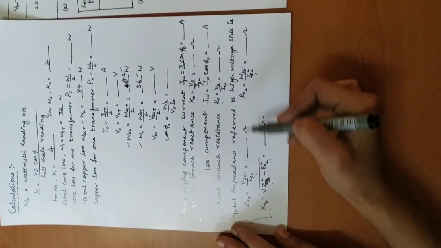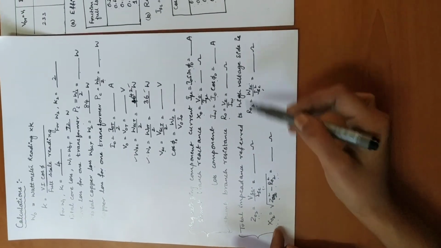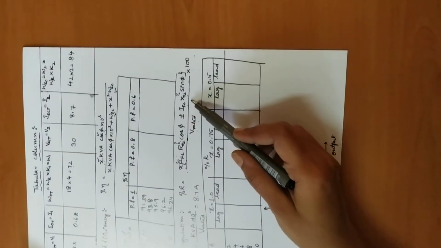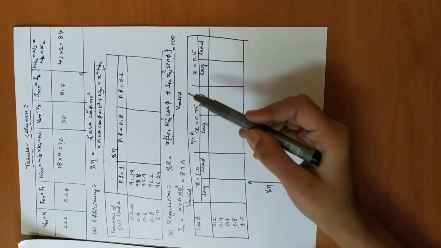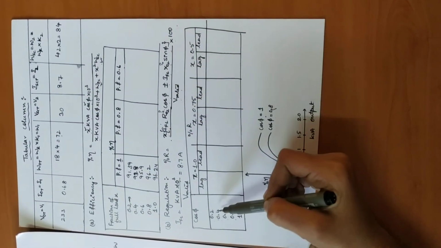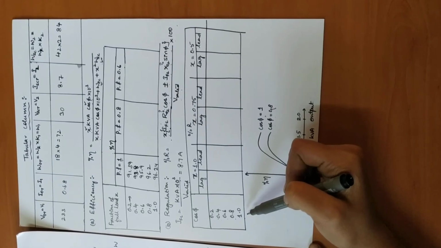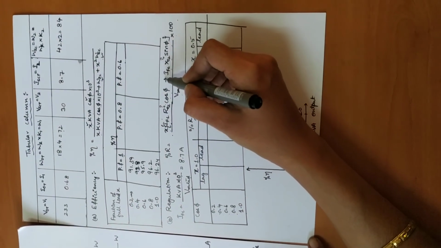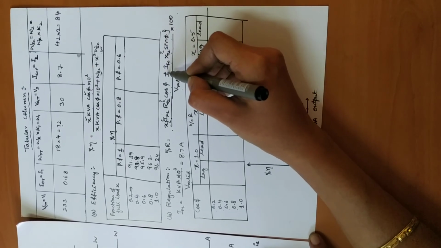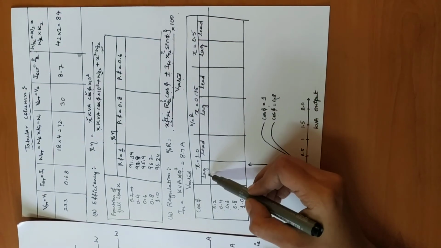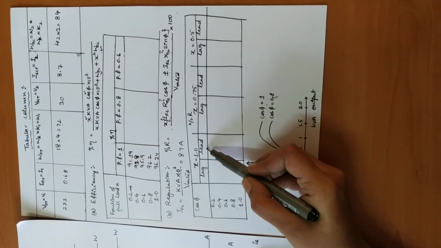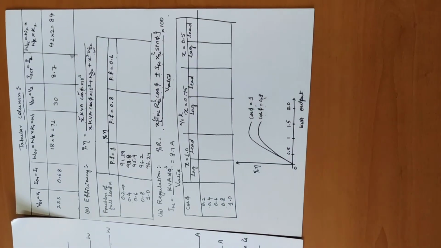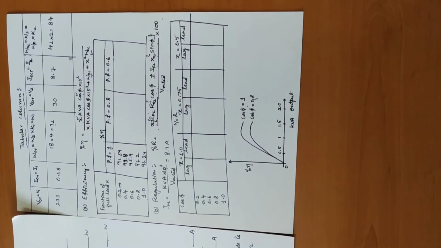Once you get R02 and X02, we need to substitute in this equation. Then for different values of x, we have to carry out the calculations. Here you can observe plus is for the lagging power factor and minus is for the leading power factor. That is why we have segregated both cases. So this is how we complete the regulation calculations.